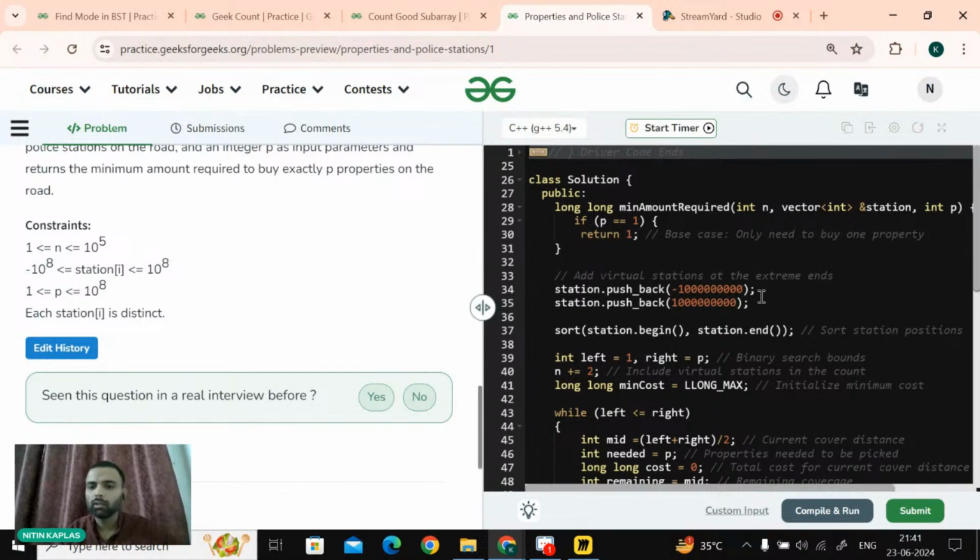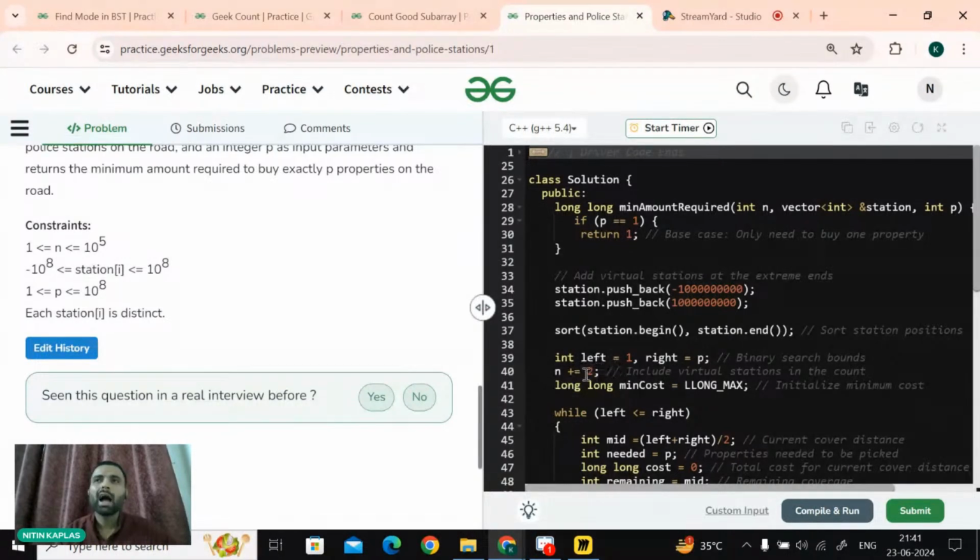After pushing that value, I already understand, like I told you, we have to sort the stations. We are sorting the stations part. Now, I already told you the value of left is 1. What's the value of right? It's P. Now, your n will increase. Why? Because you are adding two virtual stations, which are minus 10 raised to power 8 and 10 raised to power 8. So that's why we are doing n plus equal to 2.